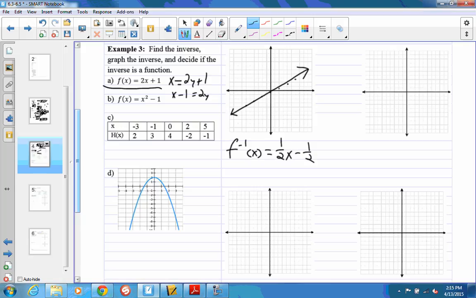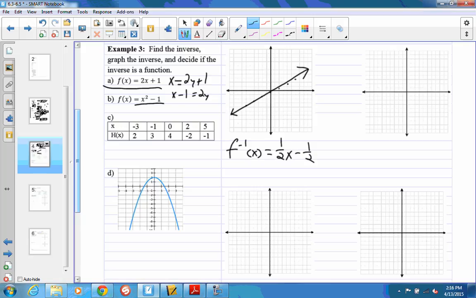0, negative 1/2. That's my y-intercept, right? And then I'm just up 1 over 2. Good, so vertical line test. Guys, if I draw a vertical line anywhere on here, am I going to hit more than one point? No. So is this a function? Yes. Both this and its inverse, and you knew that, it was linear. Anything linear is going to be a function, right? No problem.